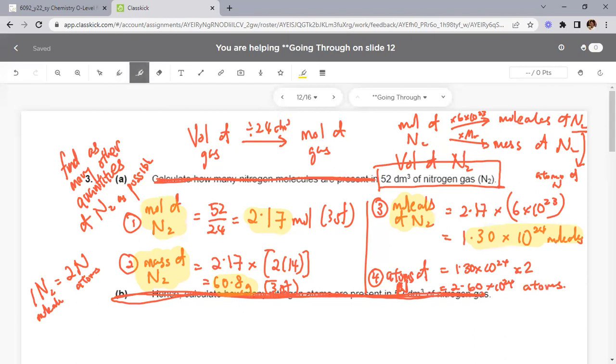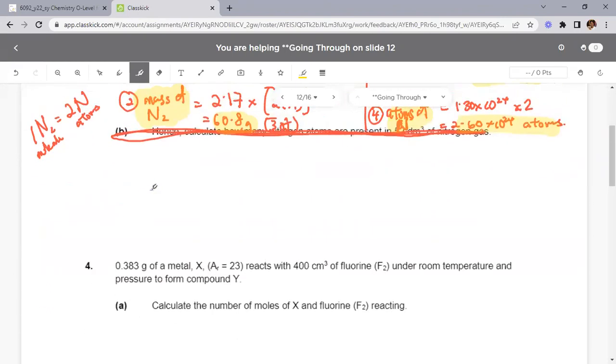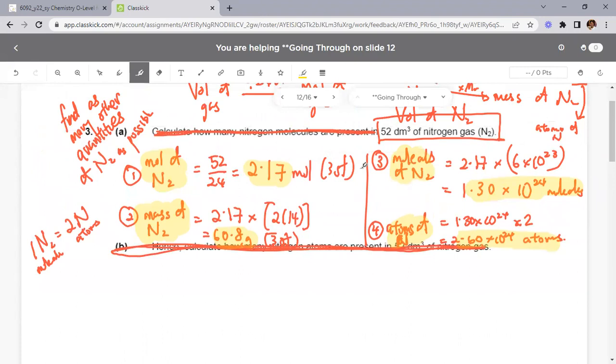So this is what I mean by, find as many quantities as you can. Literally try to find all the things you've done before. You learned how to calculate mole, molecules, atoms, mass. So try to apply all the various formulas you have picked up before. This is what I meant by that. Now I want you to try. I'm going to give you another one.